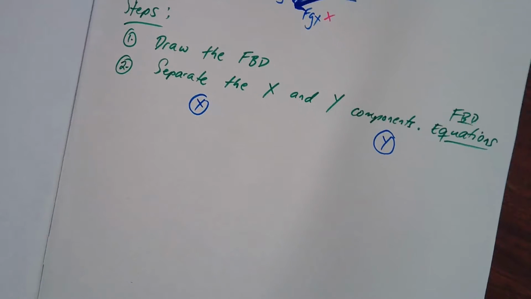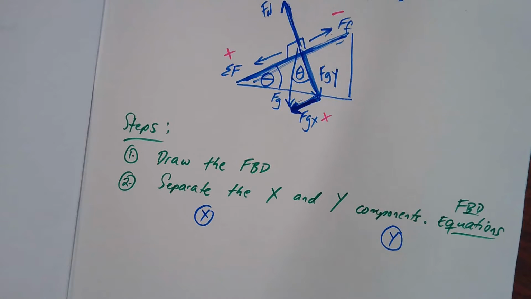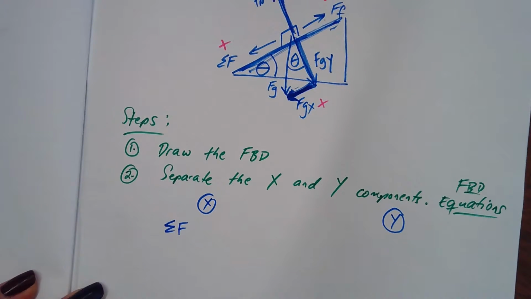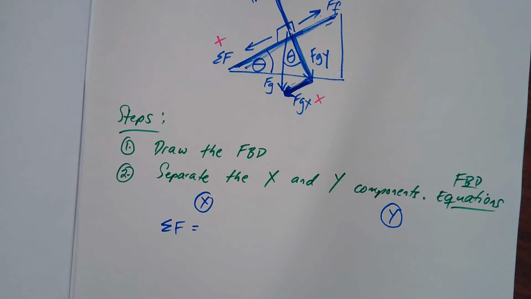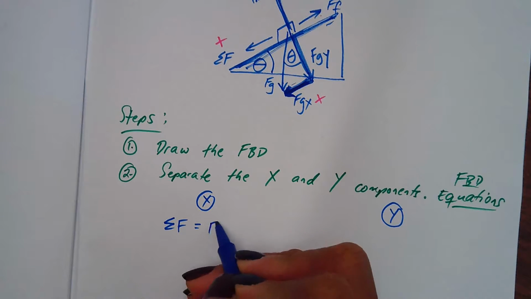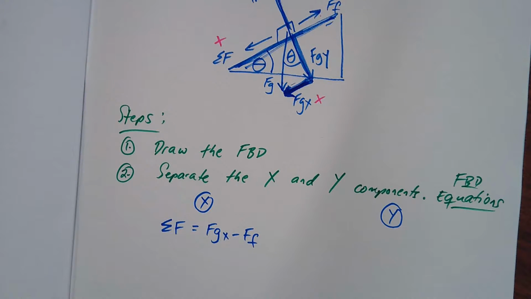So let's write down the FBD equation for the X component now. And the equation always starts with sigma F. So net force equals everything else. So what would be the equation here? FGX minus frictional force? That's right, because you're just writing it down, right? Okay, so go ahead, you can write that down with me now. So FGX minus FF, positive minus negative, right?